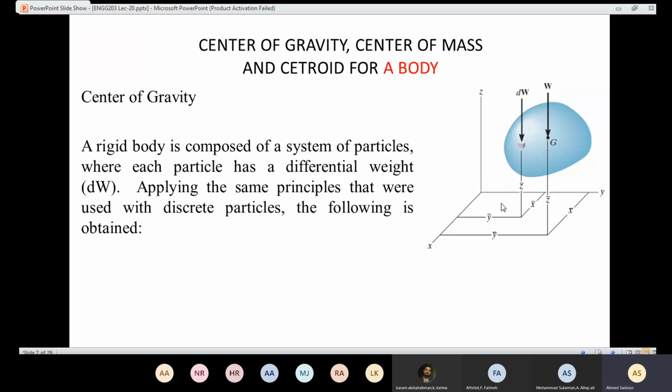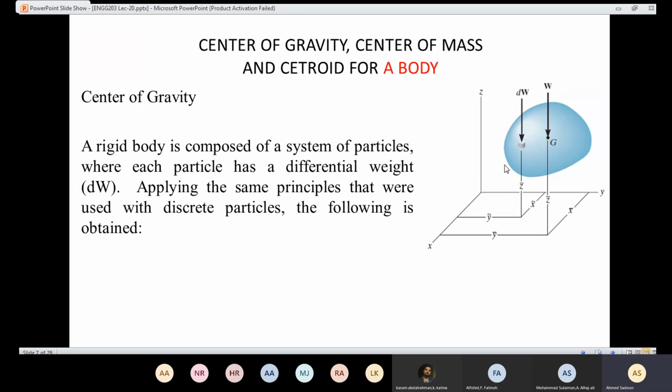Previously, or in the previous slides, we dealt with a system of particles. We have a number of particles. Now we need to deal with a body. We have a body with a random size. This time also we need to determine the center of gravity. Here we have a rigid body. A rigid body is composed of a system of particles inside it. So in this case, each particle here is going to be represented by a differential weight, dW. So now I have a particle, and now I have a rigid body, and that rigid body actually consists of many particles. We are going to take a small part here, and it's going to be represented by a differential weight, a very small weight.